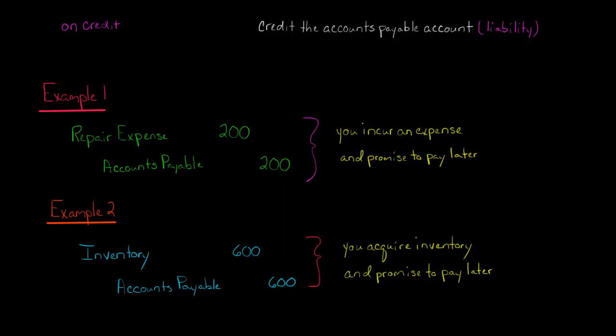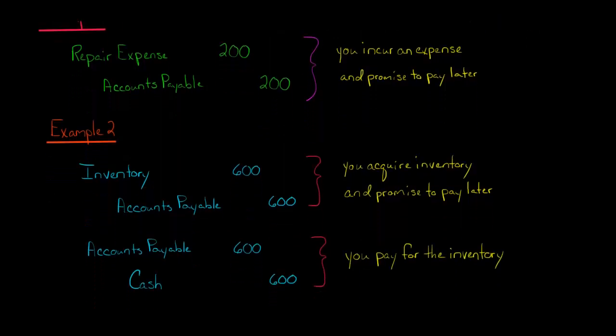Now, at some point in the future, the company is going to pay the supplier, right? Here, they acquired the inventory and they said, hey, we'll pay you later. When they in fact pay the supplier at a later point in time, they would debit the accounts payable account, which would reduce the liability, and then they would credit the cash account, reducing total assets.